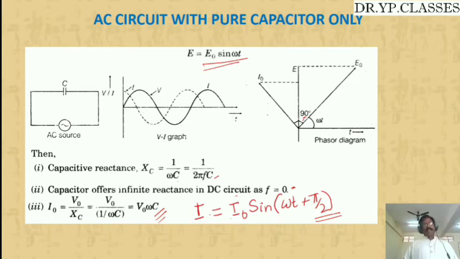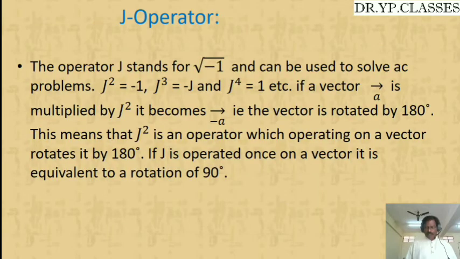So in total, when I apply an alternating current to the resistor, there is no phase difference between the current and the voltage. In case of inductors, current lags behind the voltage, or voltage leads the current by a phase of pi by 2. In case of capacitors, current leads the voltage by a phase of pi by 2, or voltage lags behind the current by pi by 2. These are the things we have to remember very carefully.